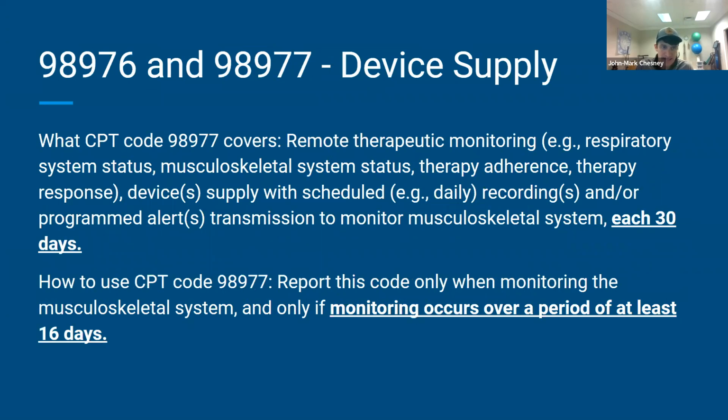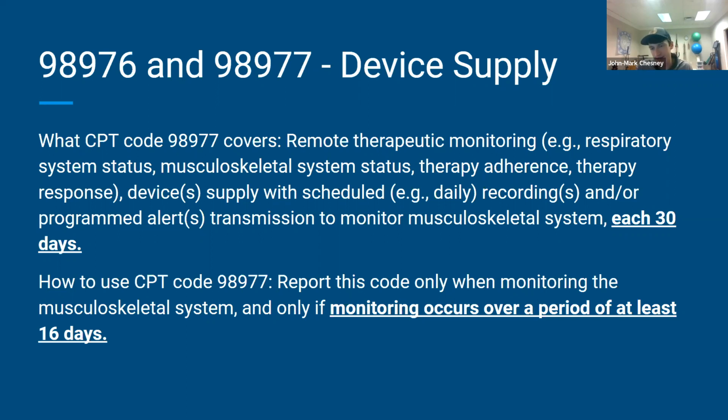So 98976 and 98977 is the device supply. Again, think about this as like the 30-day rental period for the software. This also has the requirements that you have to meet 16 days of monitoring or data transmission to qualify for charging the device supply to Medicare. So that is every 30 days.